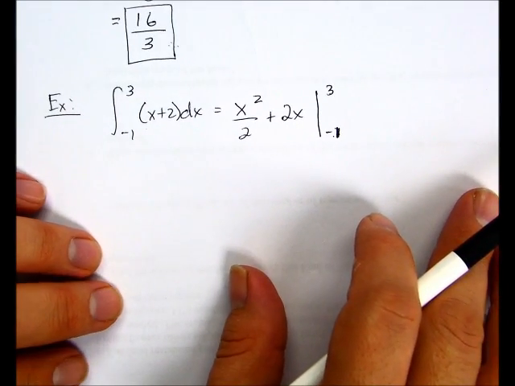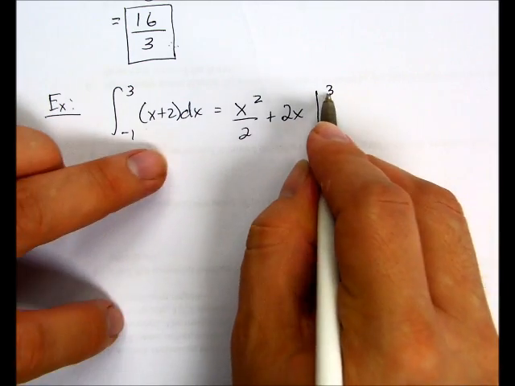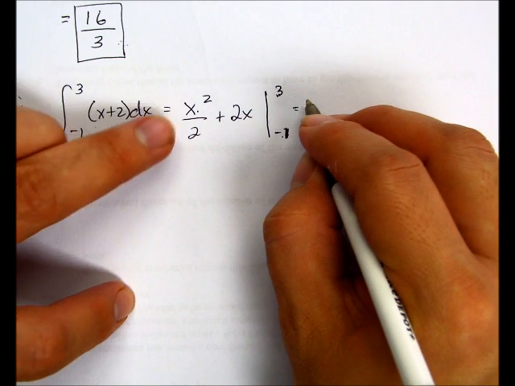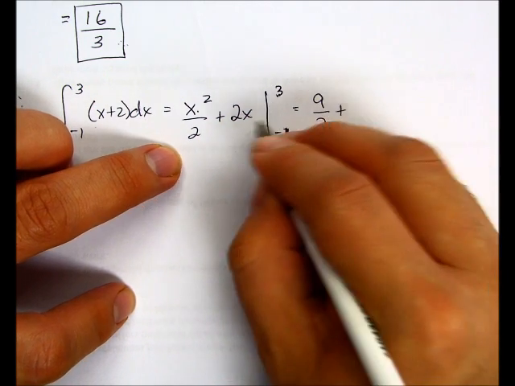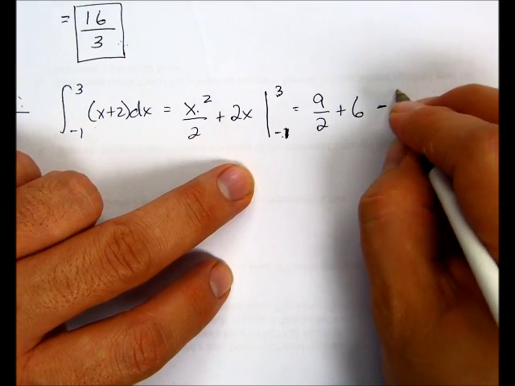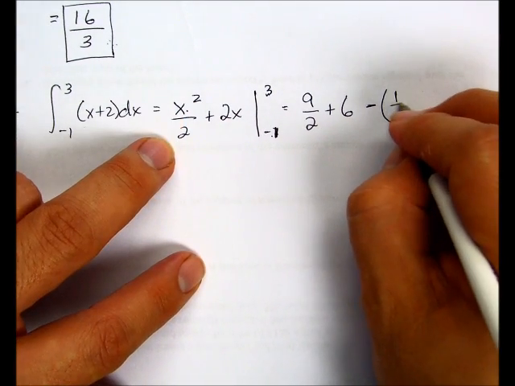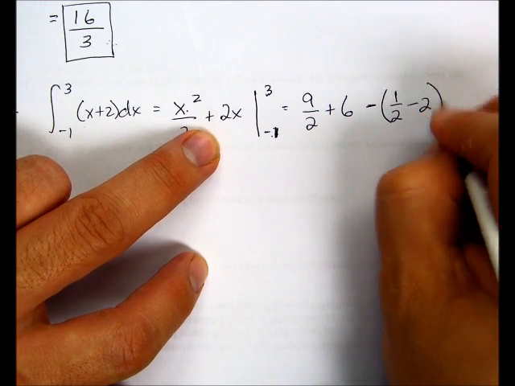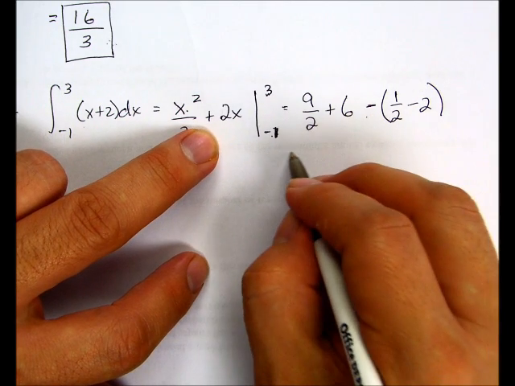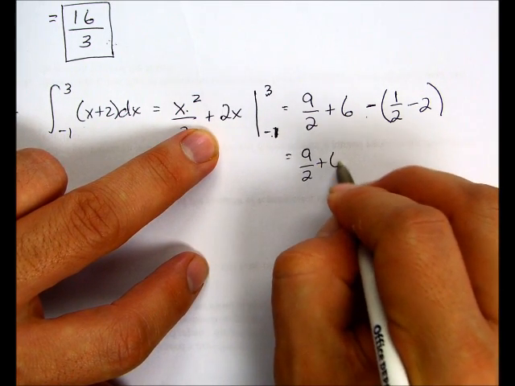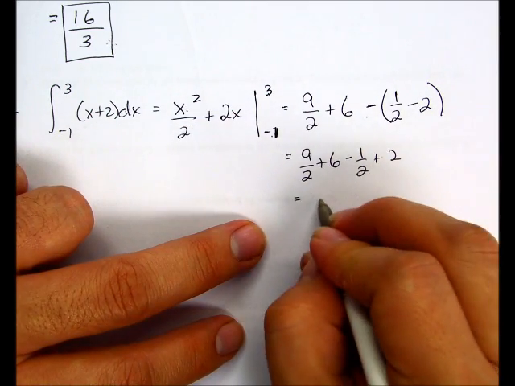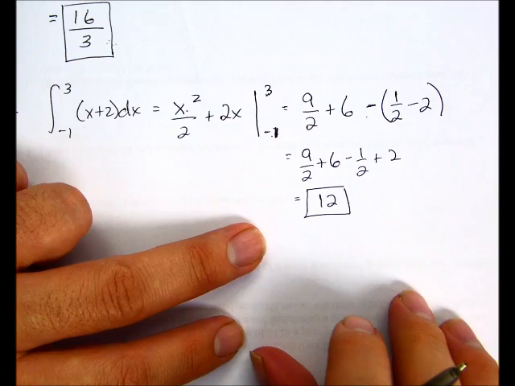So we're going to evaluate this from -1 to 3 by plugging in 3. And we're going to get 3 squared over 2 plus 6 minus, and we're going to plug in our -1. So we're going to get 1/2 minus 2. Remember to put this in parentheses just because you're going to have to distribute that negative. So we're going to get 9/2 plus 6 minus 1/2 plus 2. And we simplify this out and we get 12.